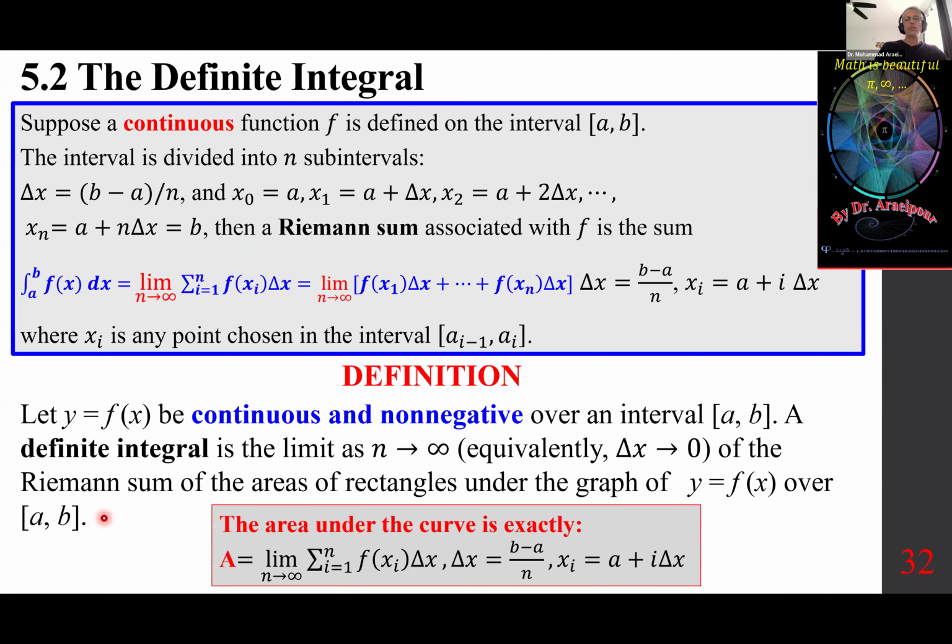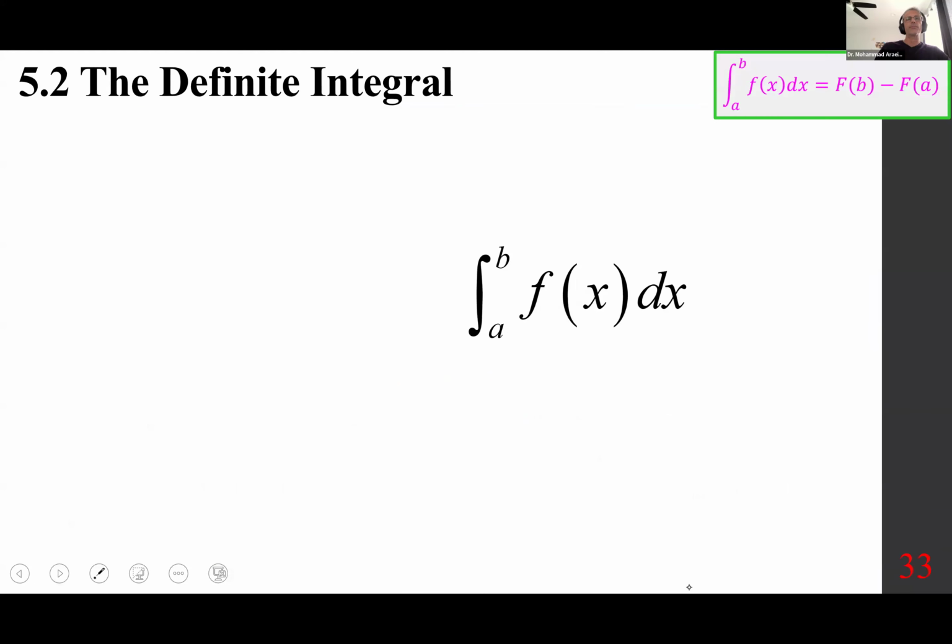So the area under a curve, I'm assuming it's non-negative, a positive function above the x-axis. The area is the limit as n approaches infinity of the summation of i going from 1 to n of f of x sub i delta x, where delta x is b minus a over n and x sub i is a plus i delta x. This is the definition of a definite integral. We will look at this process and then we will look at the fundamental theorem of calculus that makes it easier to calculate.